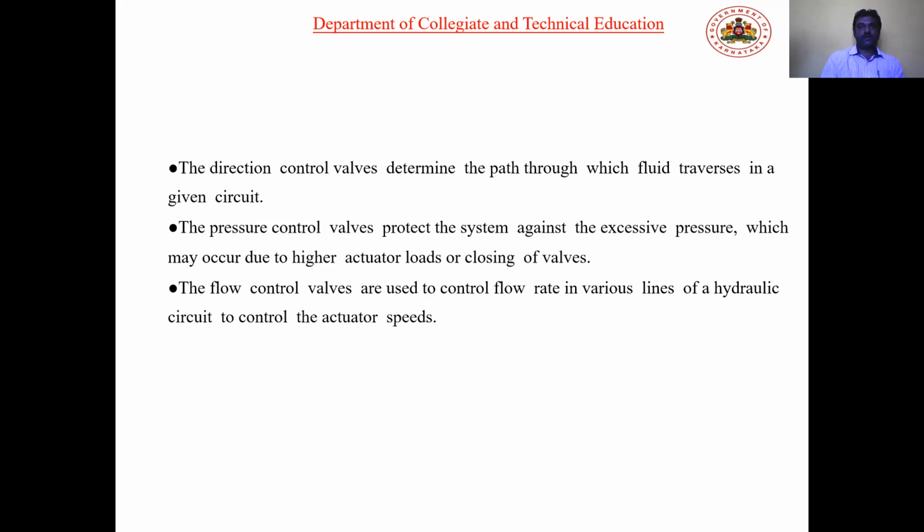The direction control valves determine the path through which fluid traverses in a given circuit. The pressure control valves protect the system against excessive pressure. Wherever the system pressure increases beyond a certain value, the pressure control valves come into the picture and reduce the pressure, protecting the system, which may occur due to higher actuator loads or closing of valves. Then the flow control valves are used to control flow rate in various lines of a hydraulic circuit to control the actuator speeds.